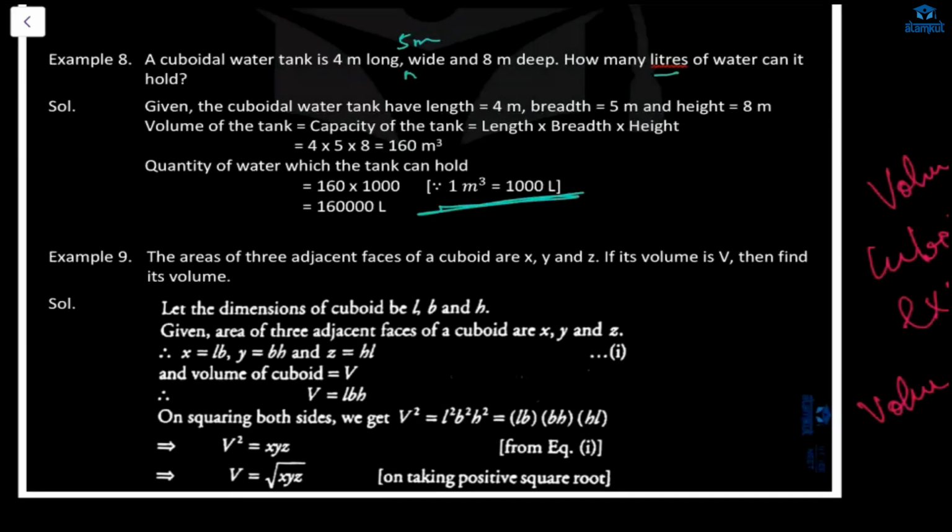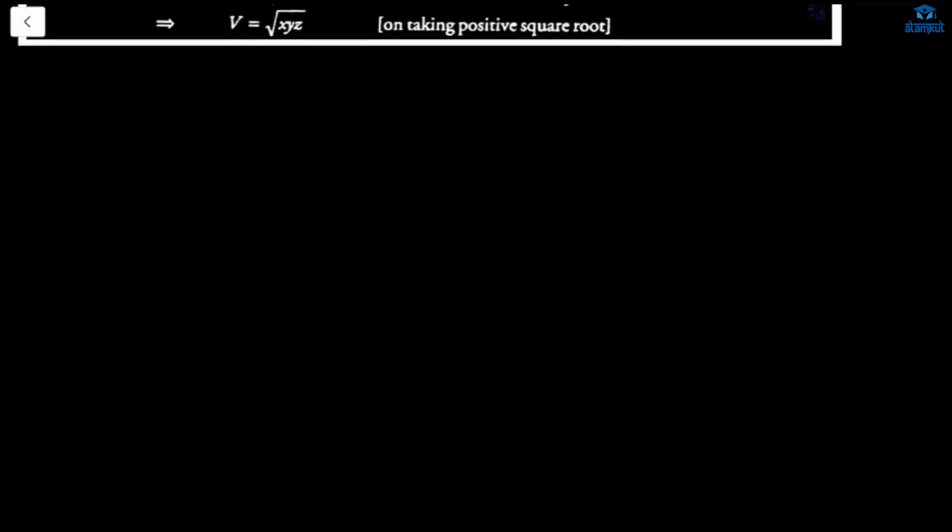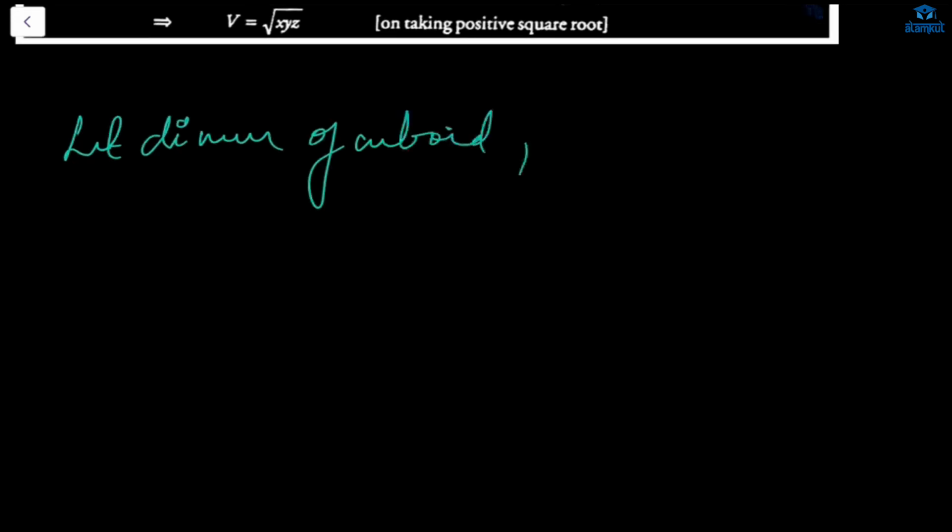Now everybody look at the last question. The area of 3 adjacent faces of a cuboid are x, y and z. If its volume is V, then find its volume. How you're going to do this question? Area जो आपके 3 adjacent faces हैं, that is x, y and z, and volume is V. See, dimension आप मान लो cuboid का, let dimension of cuboid क्या होता है? लेंथ, ब्रेथ एंड हाइट हमने मान लिया.